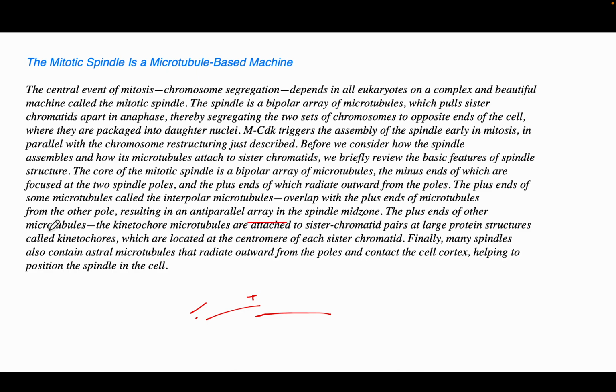And the plus ends of other microtubules, the kinetochore microtubules, are attached to sister chromatid pairs at large protein structures called kinetochores, which are located at the centromere of each sister chromatid. Finally, many spindles also contain astral microtubules that radiate outward from the poles and contact the cell cortex, helping to position the spindle in the cell.